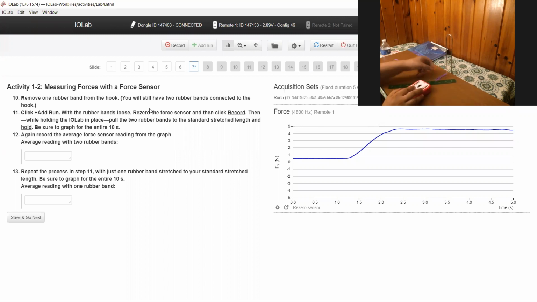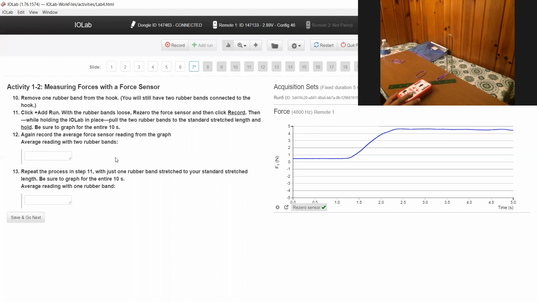Okay, be careful. Now they want us to zero the sensor. Yeah, so this point is right here. If I show you, you can put it here. Okay, zero the sensor, but while zeroing, make sure there is no force being applied here. You have to loosen the rubber and then only zero the sensor.